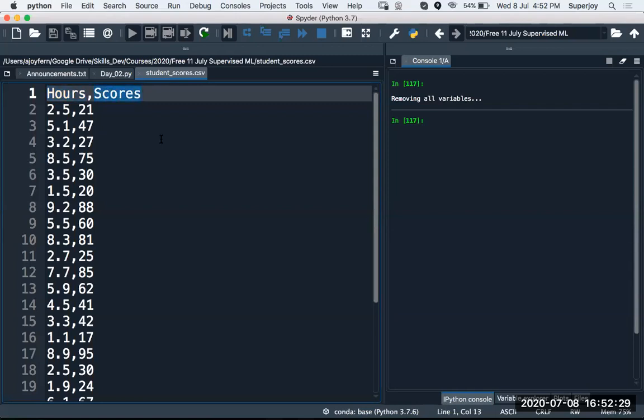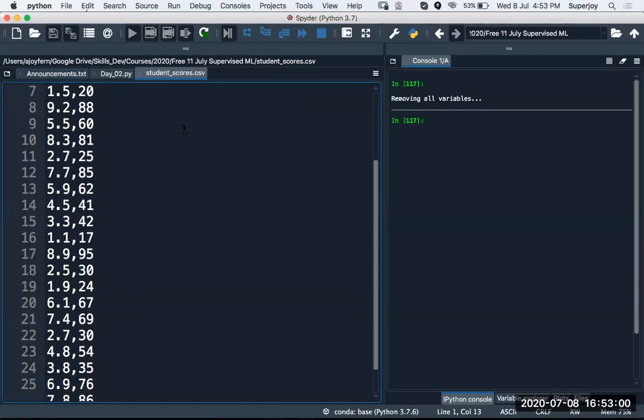Guys, is this data set clear to you now? Because features and label are both given to us, that means we are in the domain of supervised machine learning, because we have features as well as the label in our data. So no issues, it is supervised.